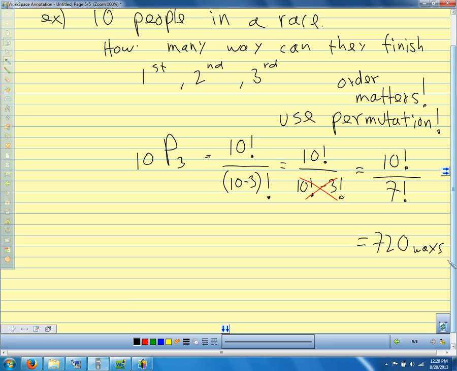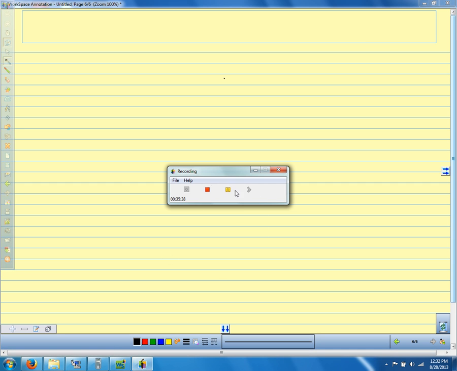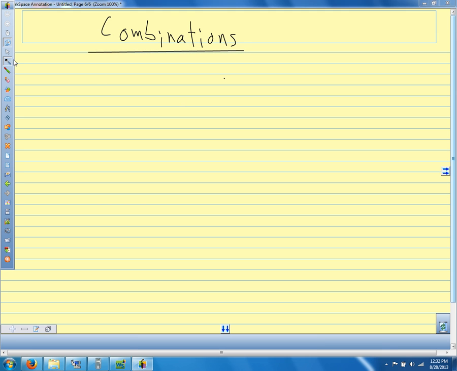Okay. We have one last thing to talk about today. I know this is a long bit of notes. But what I want to do now is, for just a second, I'm going to pause, keep going here. So combinations. We'll do like we did with the permutation. I'll tell you what they are, tell you how we calculate them, and then I'll give you some examples.